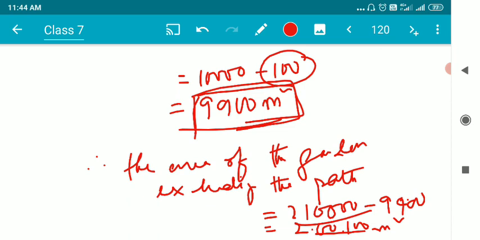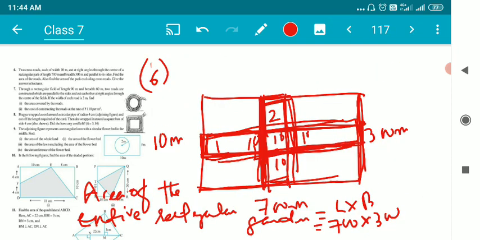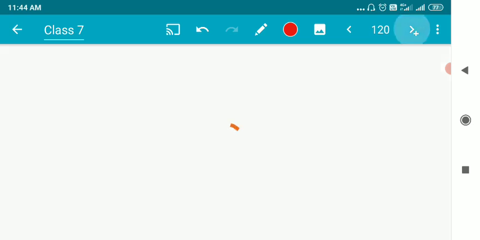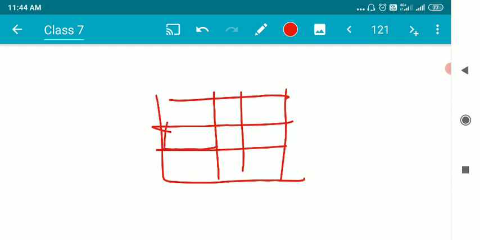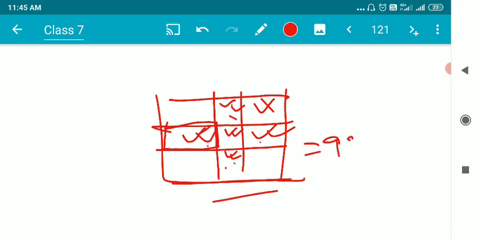If you get confused, you can also solve it in a simpler way. Suppose it's a rectangular garden. You can divide the roads like this: find the area of this much, this much, and this much, and add these 5 sections of roads. Believe me, you will get 9900 only. So that is a shortcut technique.